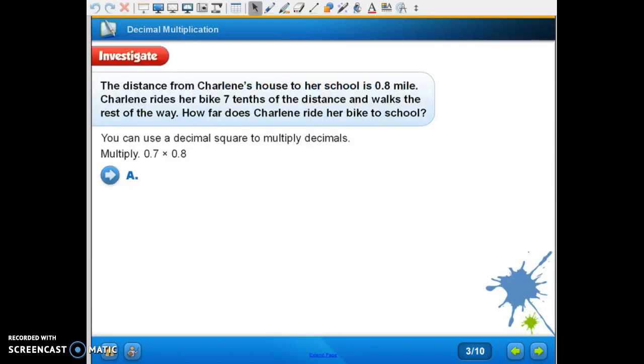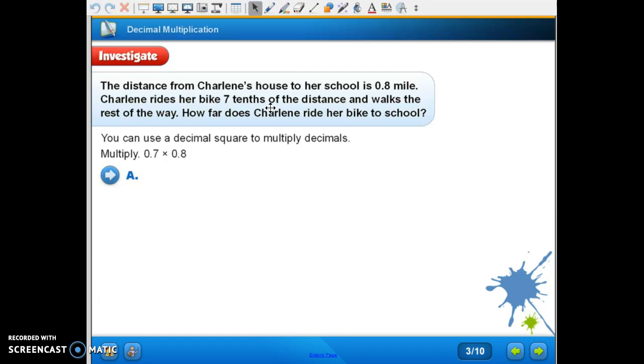Investigate. The distance from Charlene's house to her school is 8/10 mile. Charlene rides her bike 7/10 of the distance and walks the rest of the way. How far does Charlene ride her bike to school? Now, I do want to point out something I noticed yesterday, that they start saying 7/10 in words in some of your story problems, so be sure that you're reading carefully.